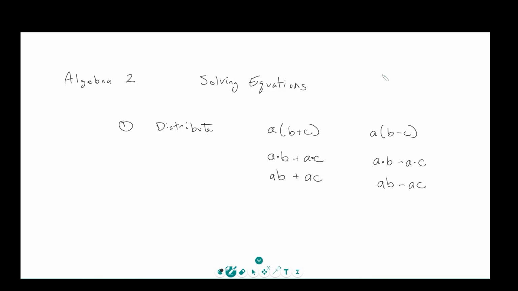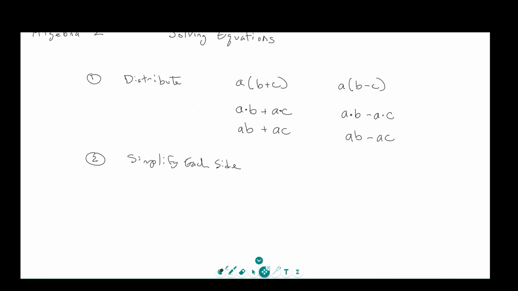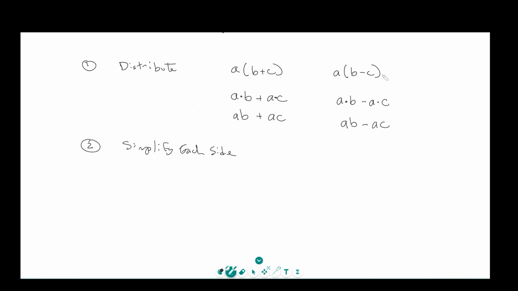The next thing we're going to do is simplify each side. Okay, so simplifying each side means we're going to combine like terms. So in here, we have a few different like terms: like terms of variables or constants. In math, we call numbers constants. So let's look at them for a second.